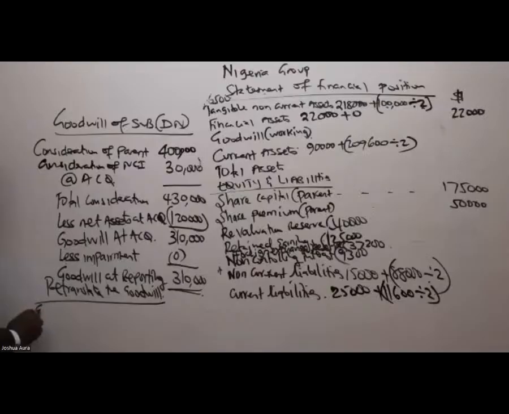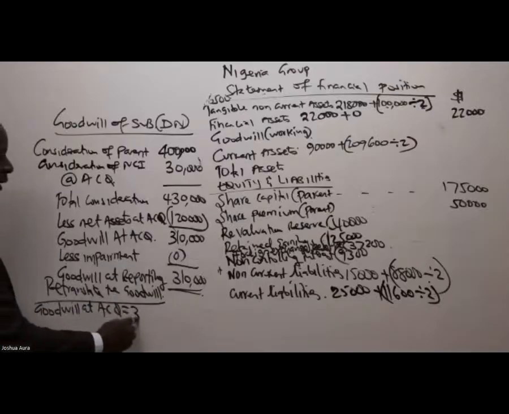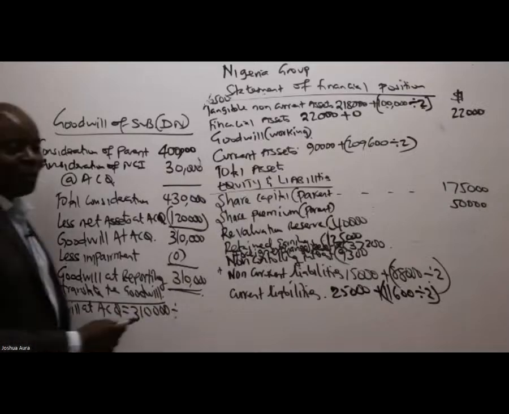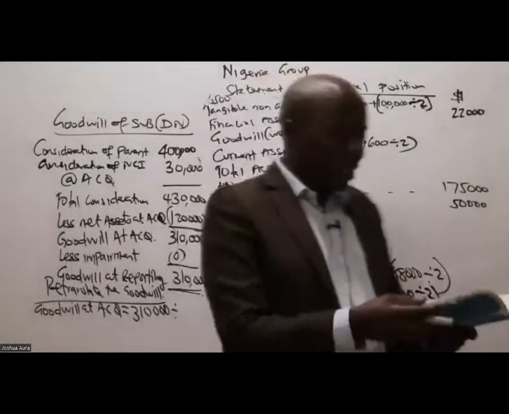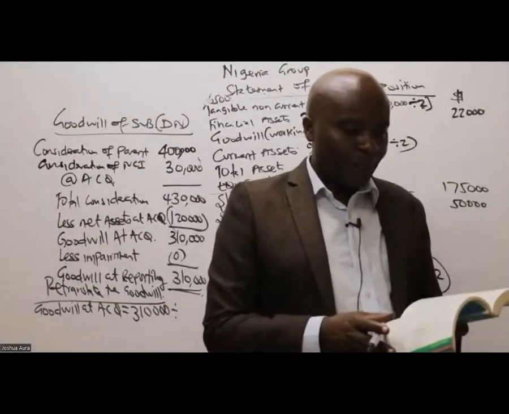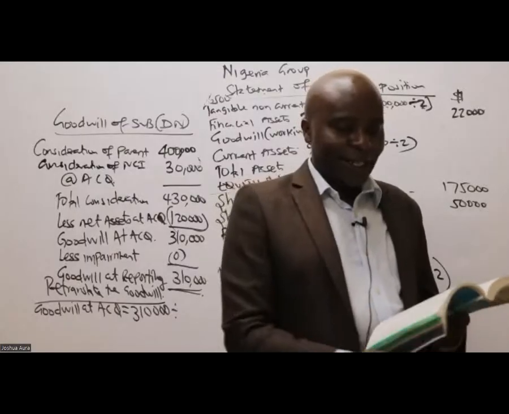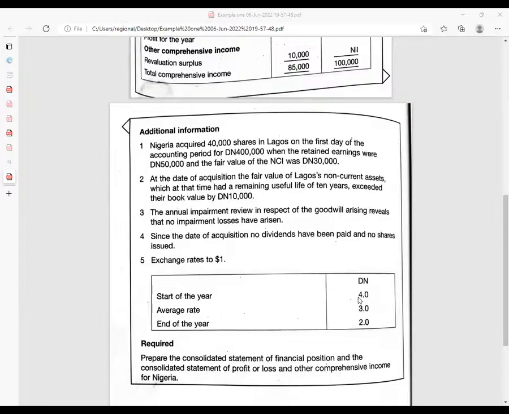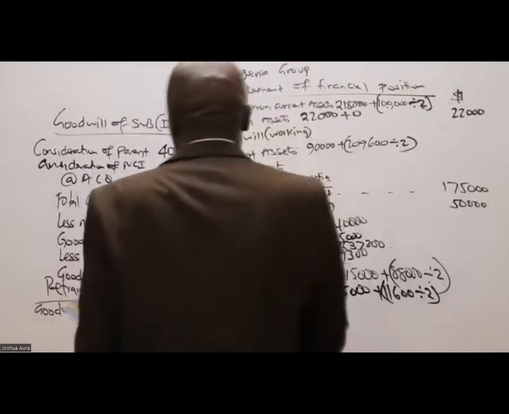You start with goodwill at acquisition. Goodwill at acquisition was 310,000. At acquisition, I should translate this at what rate? If you remember, I should divide this with what? Yeah, the acquisition rate, isn't it? Most of them have forgotten. When you were acquiring this subsidiary, the rate was 4. So divide this by 4.